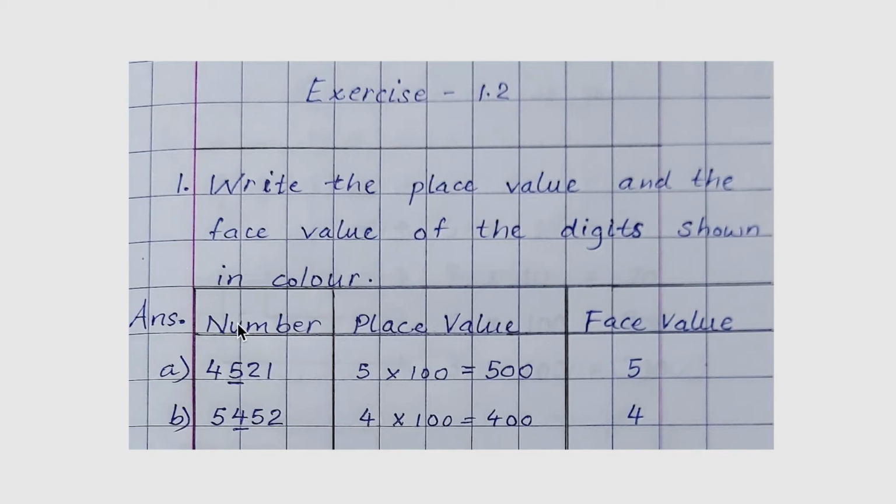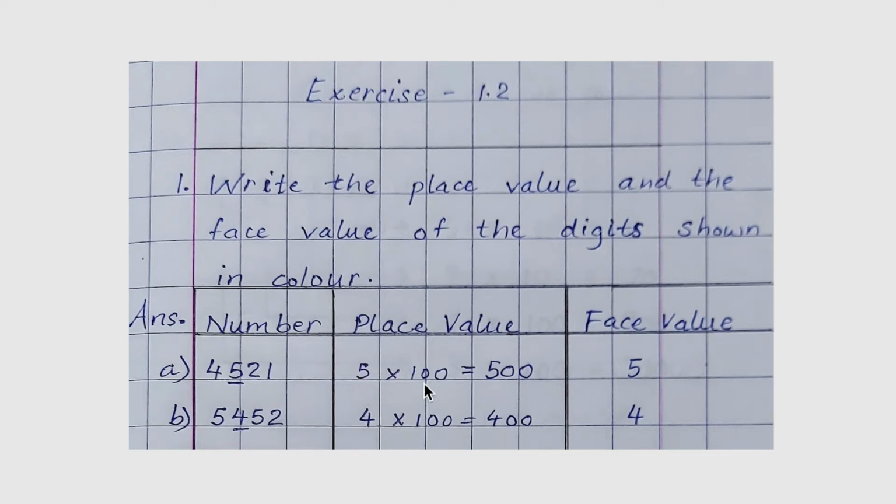For this question, you will prepare a table like this with 3 columns. In the first column, you will write the numbers. In the second column, you will write the place values of the colored digits in the numbers, and in the third column, you will write the face values of the colored digits in each of the numbers. Now, let us solve the first two sub-questions over here. In question A, we have this number. Read aloud the number. It is 4521. Over here, in this column, we will write the place values.